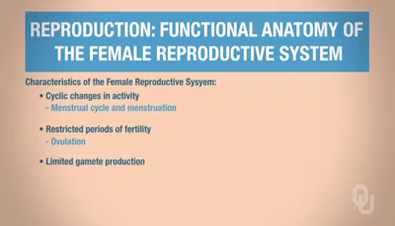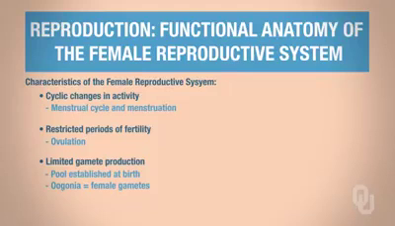In other words, females are born with a set number of oogonia. Oogonia, these are the female gametes. Females are born with a set number. We don't make more oogonia throughout life. This is a pool that's established at birth, and that's all the oogonia females will ever have.